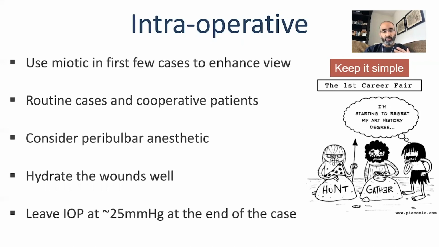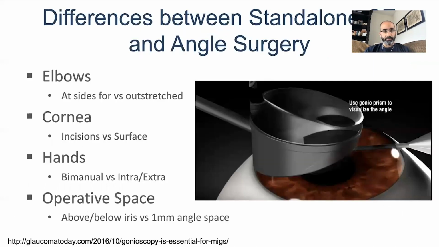Hydrate the wounds really well to make sure that you can inflate the anterior chamber to a pressure of around 25 millimeters of mercury. And that gives the ability of the aqueous to push any reflux heme back into the collector channels, and it gives you more comfort in the early postoperative phase.